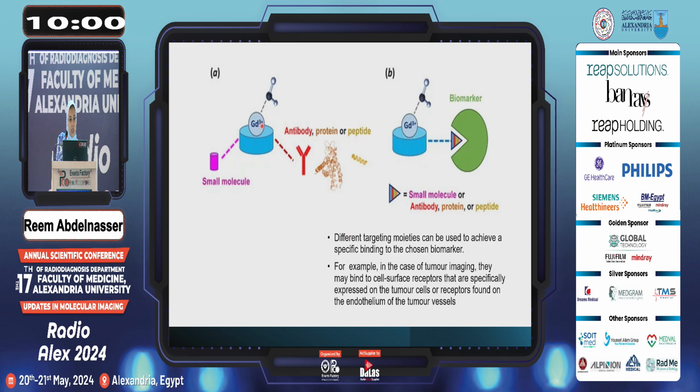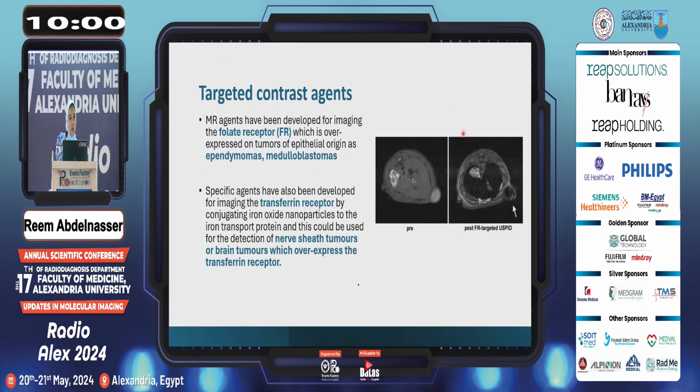This is the gadolinium particle. We will couple it with a small molecule, antibody, protein, or peptide, and it will bind to a specific biomarker. Examples of these biomarkers include the folate receptor that is overexpressed in ependymomas and medulloblastomas, and other agents will bind to the transferrin receptor by conjugating iron oxide nanoparticles to the iron transport protein, and can be used for detection of nerve sheath tumors or brain tumors which overexpress the transferrin receptor.